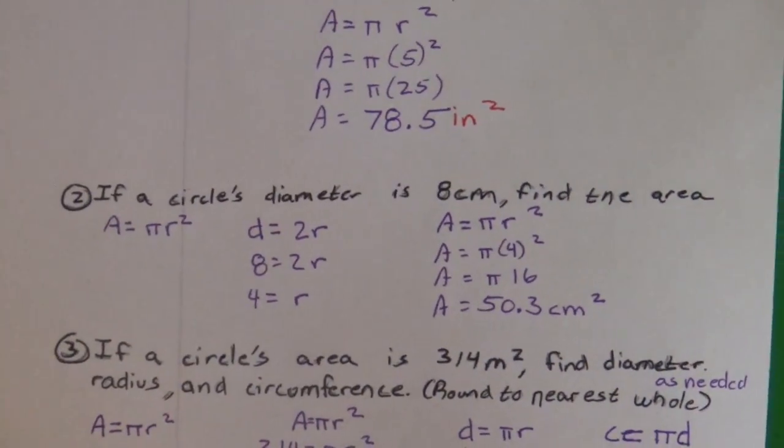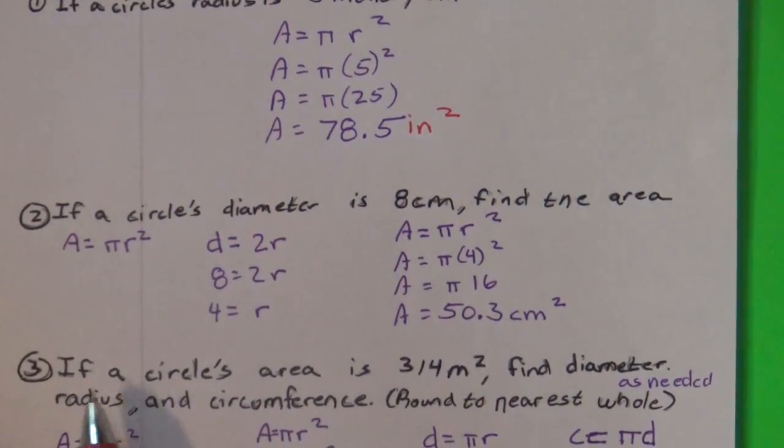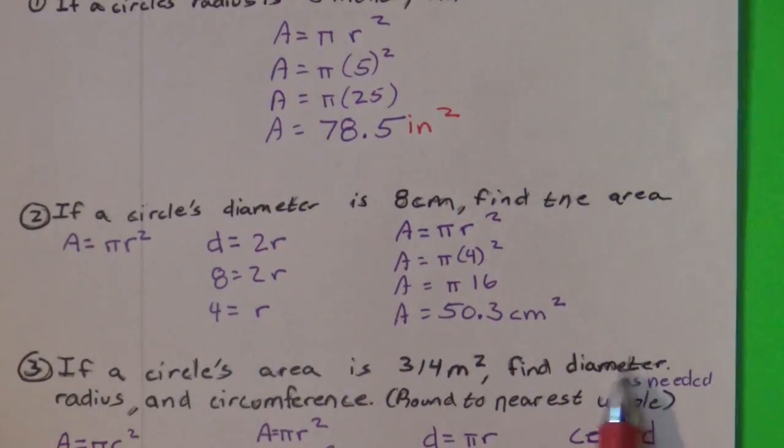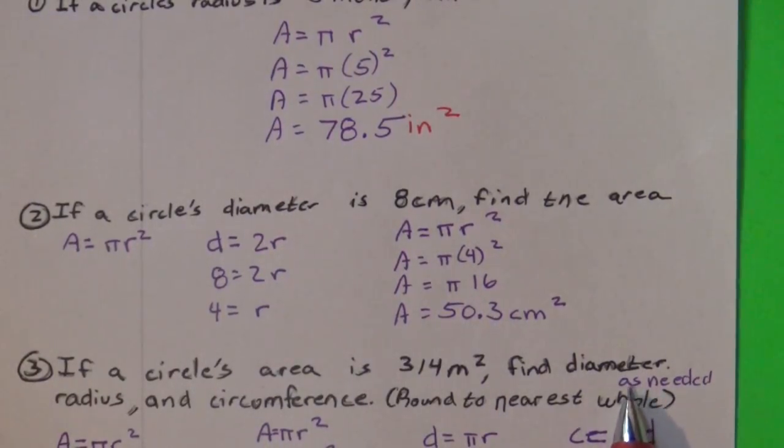Alright, number 3 is a little bit different. It says, if a circle's area is 314 meters square, find the diameter, radius, and circumference. And this time it tells me to round to the nearest whole, and notice I forgot to put this in your notes. It should say as needed.